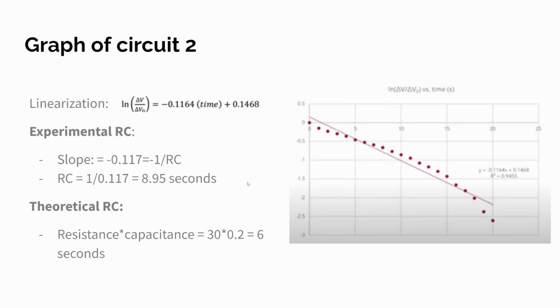Here's the graph for circuit 2. We linearized it, and we found the slope and the RC, which corresponds to 8.95 seconds. And the theoretical resistance times capacitance is 30 times 0.2, which is about 6 seconds, so we're about 3 seconds off.